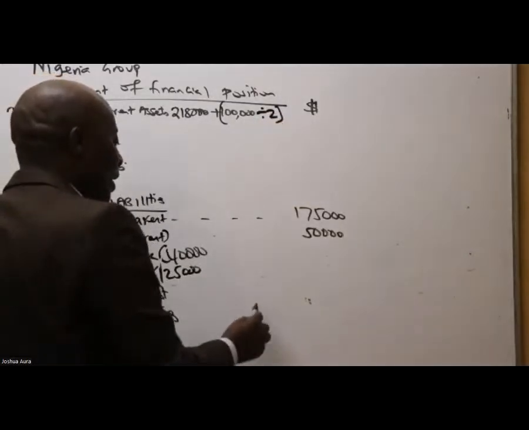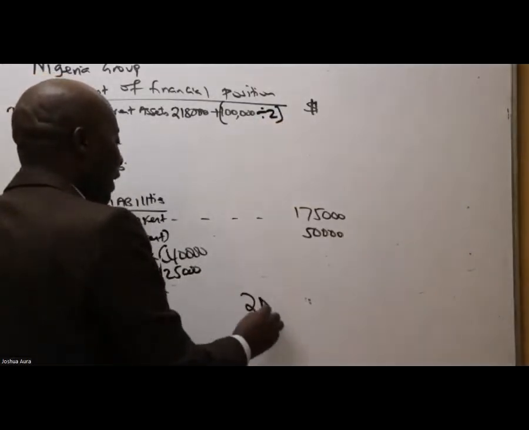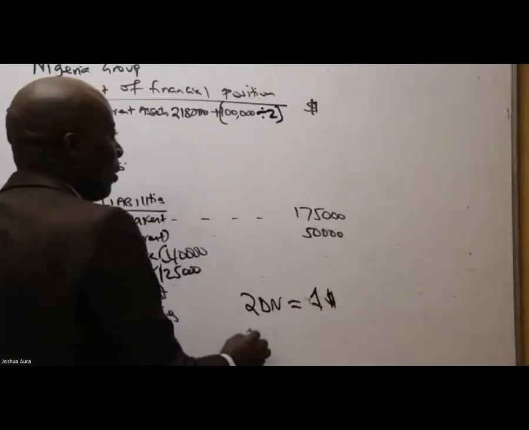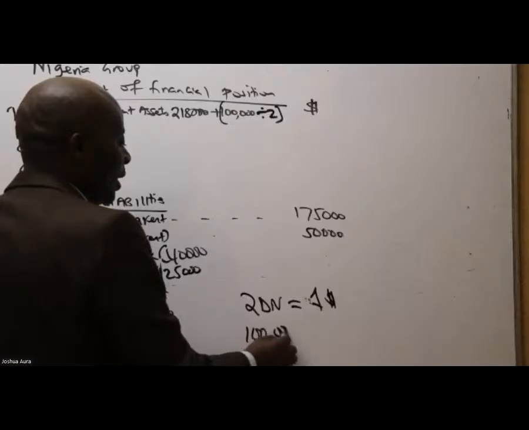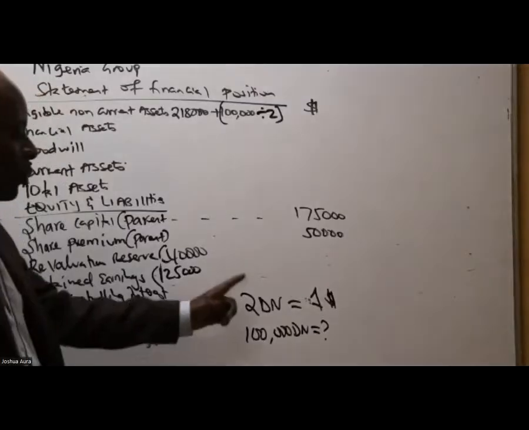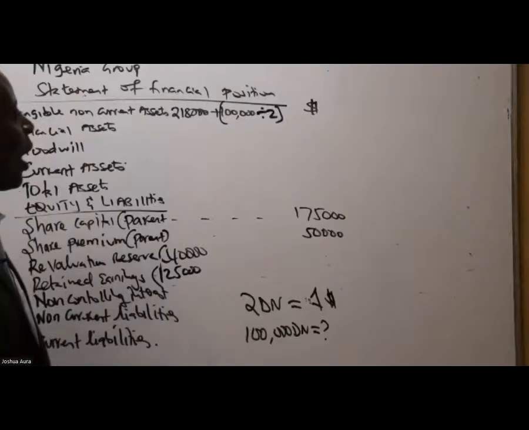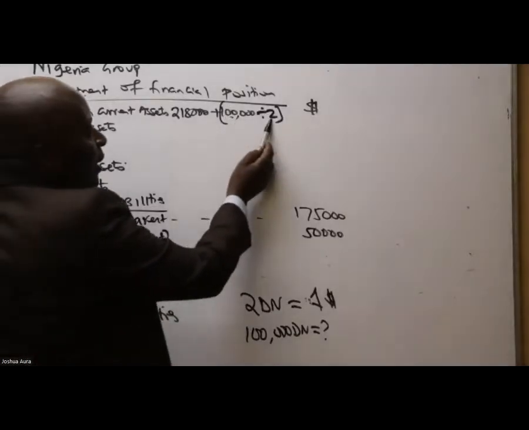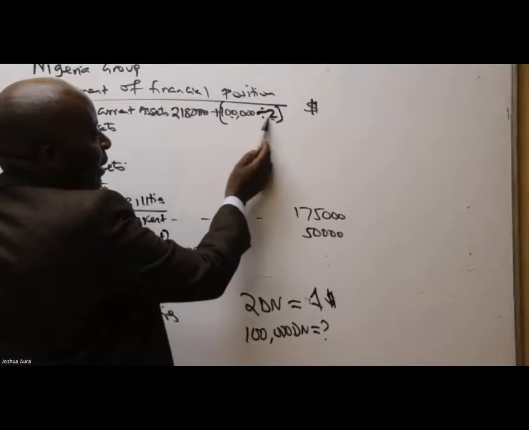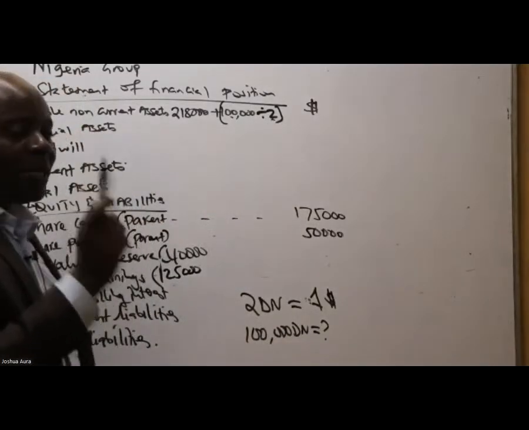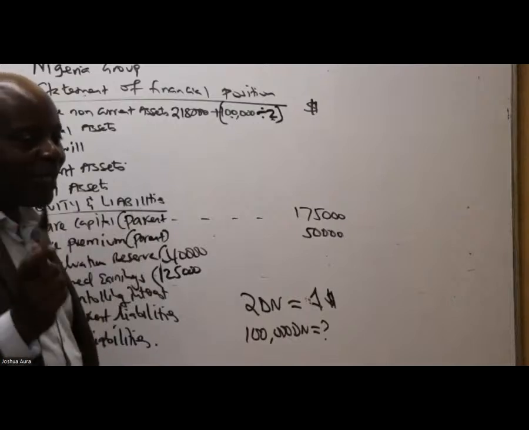Why are we dividing? It's because they have told us 2 DNs equals $1. How about 100,000 DNs? If you cross multiply, at the end of the day, you'll realize you're supposed to be dividing. After all, these are DNs and these are DNs, and there is no way you can multiply DN with DN. You'll end up getting DN squared. No way.